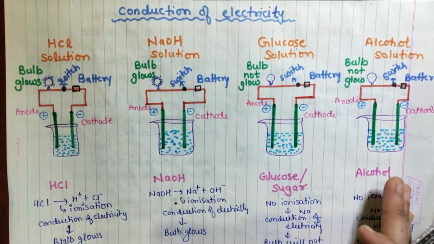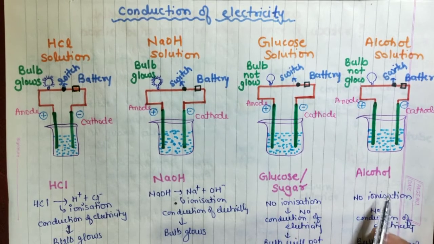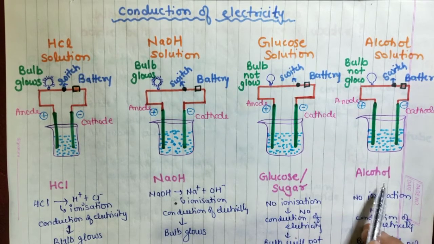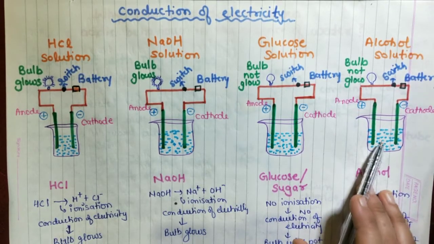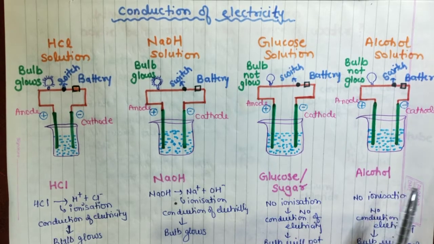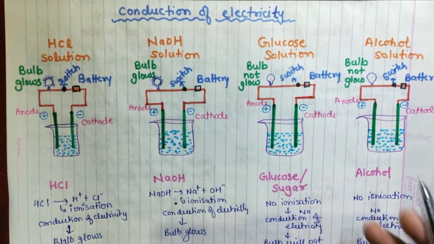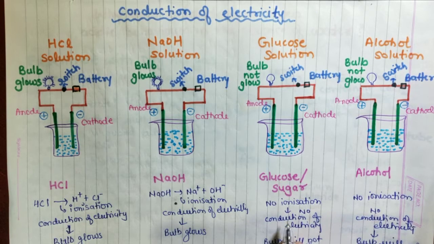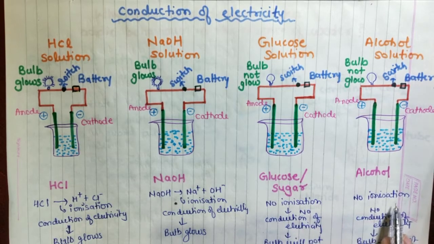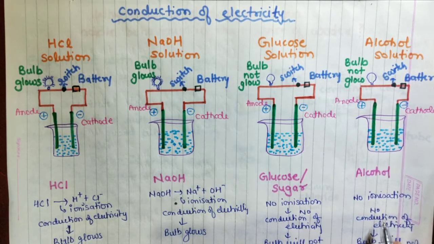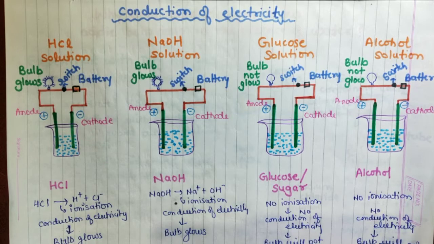Let us take case number 4. If we pour some alcohol solution in this beaker and turn on the battery, then just like glucose, no ionization will take place. Due to that, no ions will be moving, so no conduction of electricity will be done. The bulb will not glow.